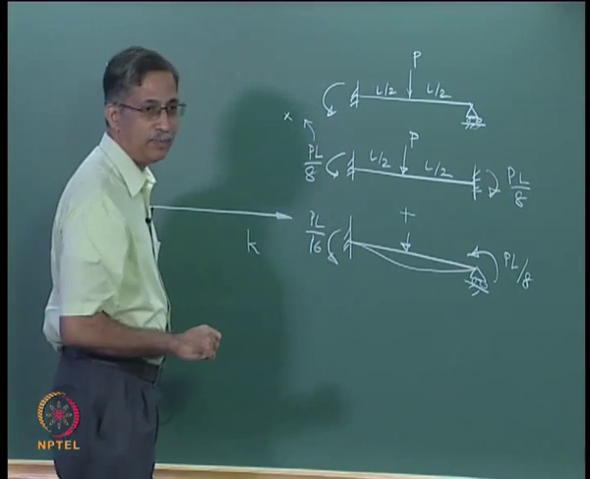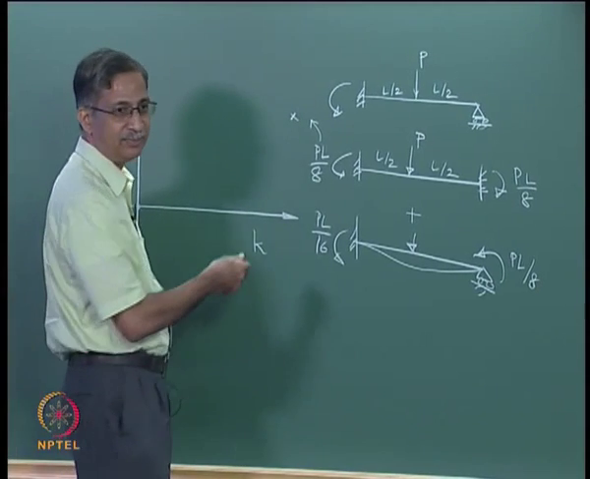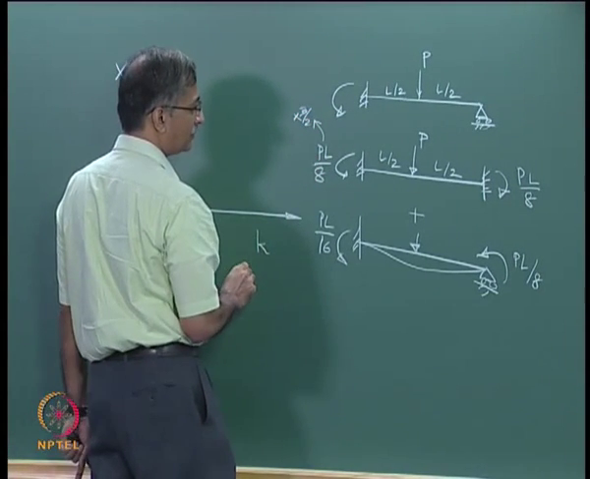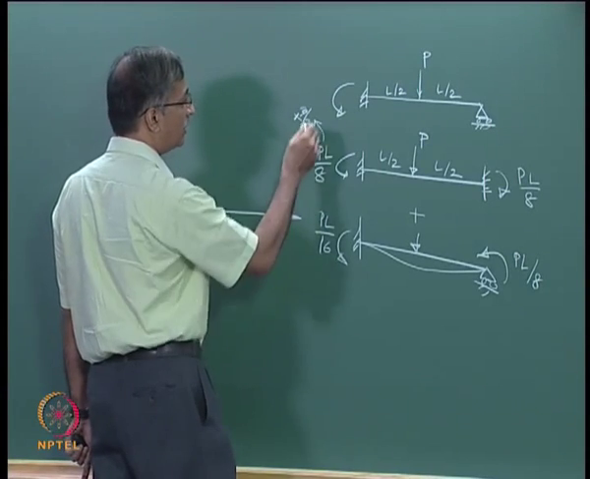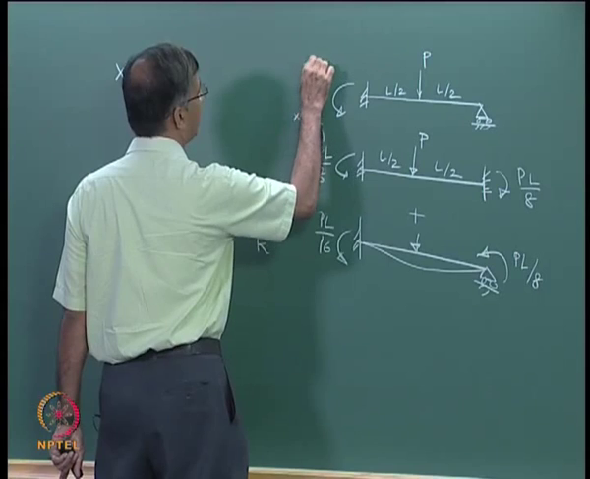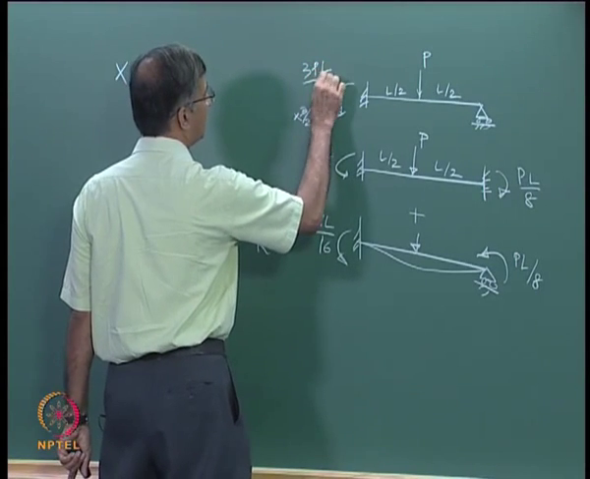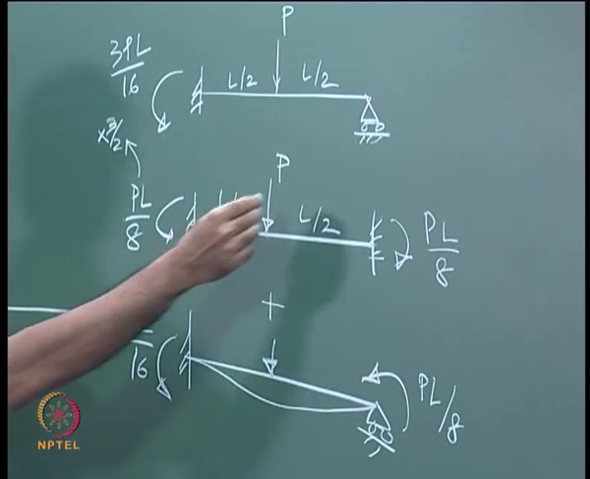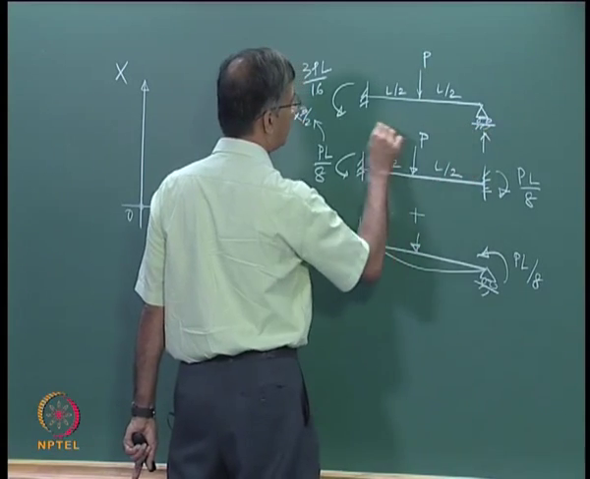into 1.5. It is 1.5 times a conventional fixed end moment. So, how much will it be? 3 PL by 16. And once you know this, you can find your reaction. How much will this be?